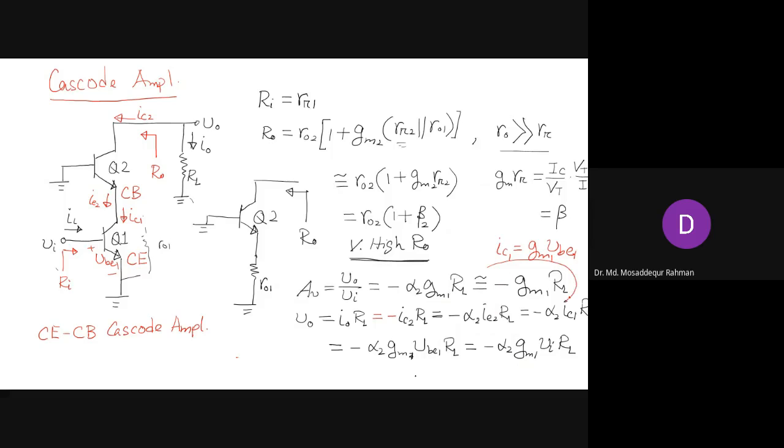Can you recognize this expression? Have you seen this anywhere before? Yes, sir. Where? Sir, the voltage gain of a common emitter amplifier. It's the same as the gain expression for the common emitter, with just one difference. What is the difference?